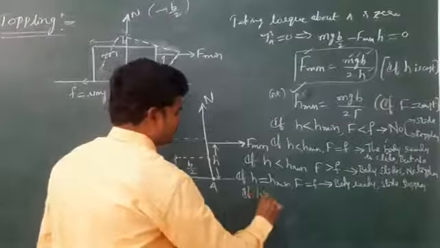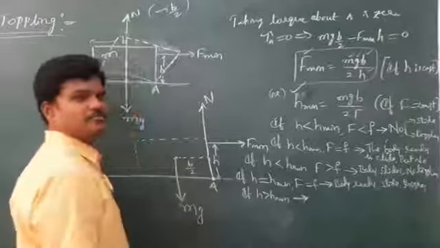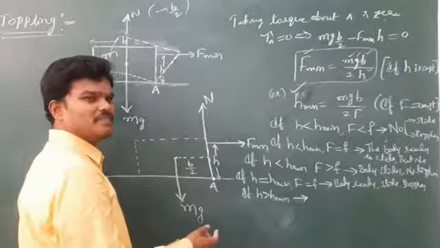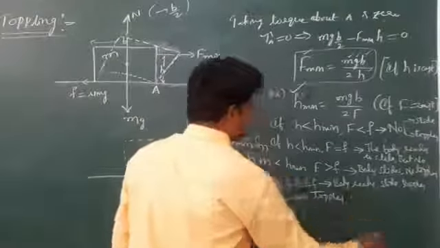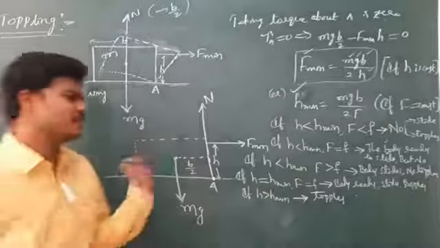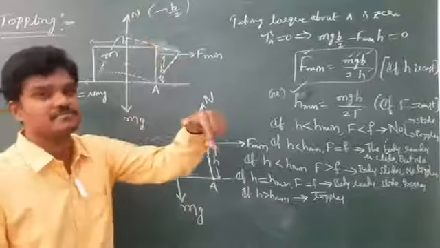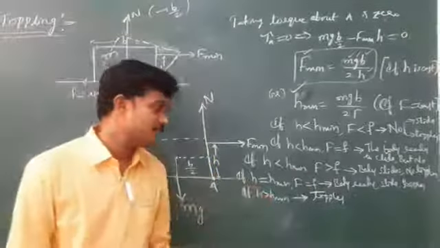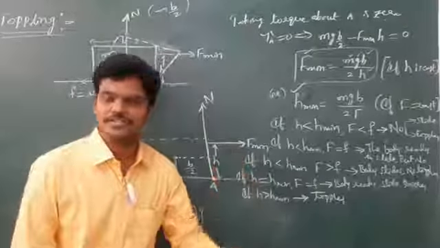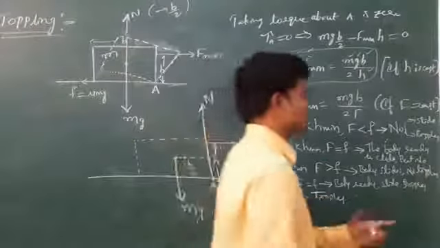If H is greater than H minimum, then whatever the force you applied, whatever the value of the mass they gave, definitely the body topples. Whatever may be the value of the mass, the body is going to topple, meaning you are applying the force at the top edge. So H greater than H minimum means the body topples. Keep these conditions in mind.